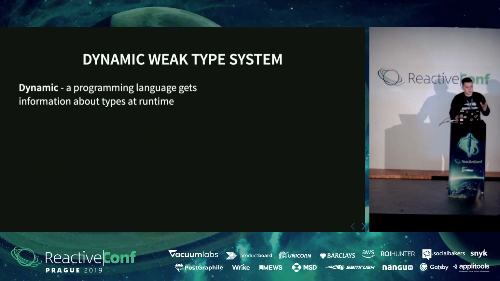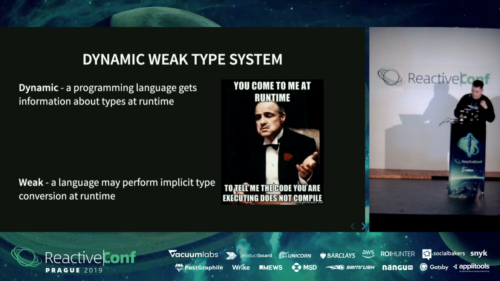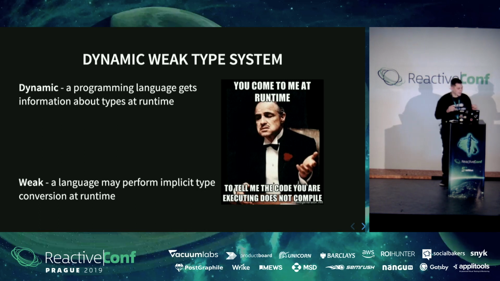Dynamic means that a programming language gets information about types at runtime, and weak means that a language may perform implicit type conversion at runtime. If we mix these two rules, we will get runtime errors. And this is the problem, because nowadays web apps can be really large and really complex. And in this case, JavaScript doesn't help.